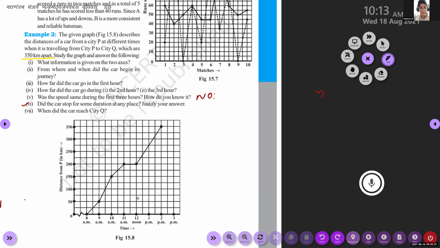From 11 a.m. to 12 noon, the car does not move. The same 200 kilometers, it stopped there. Maybe for having some food, the car stopped. So write the answer: yes, the car stopped for some duration from 11 a.m. to 12 noon. Justify your answer: the graph is a straight line there. The graph does not show any difference in the distance. The graph is horizontal, or you can write the graph is horizontal.